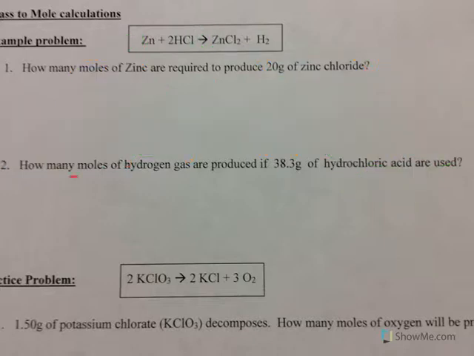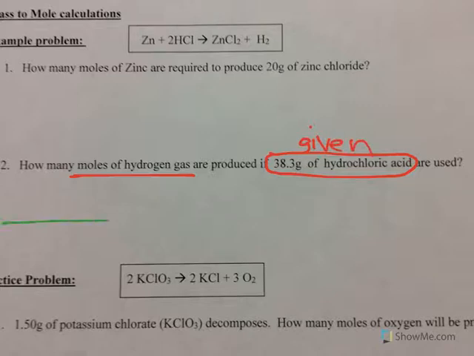Example problem number 2 says how many moles of hydrogen gas, so let's underline that, that's what they're asking us to find, are produced if 38.3 grams of hydrochloric acid are used. So let's circle him and label him the given. And let's set up our grid.